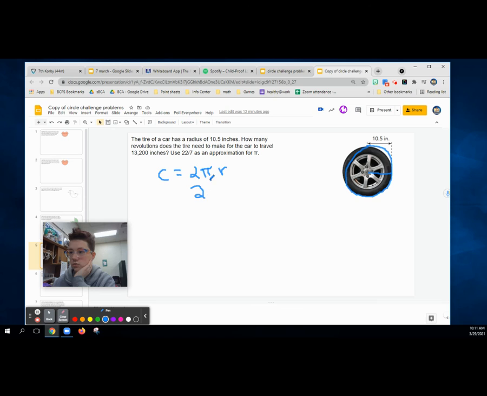Remember, you're using 22/7 in this case for pi. So find that circumference, please. Now that you know the circumference, you're going to plug it in here. Whatever number you got there, that is your circumference. And the circumference times the number of revolutions gets you to 13,200. So you need to find out what number times your circumference will get you to 13,200? Hint, treat this like a one-step equation.